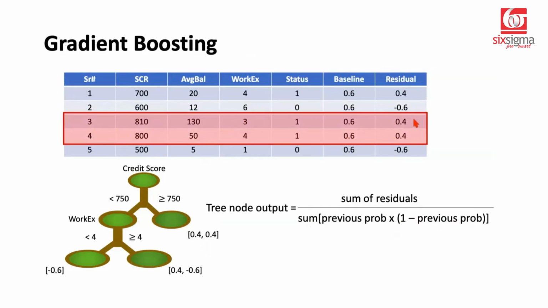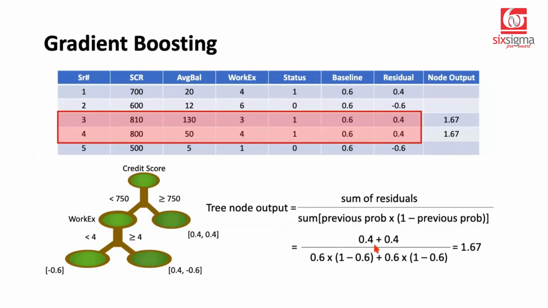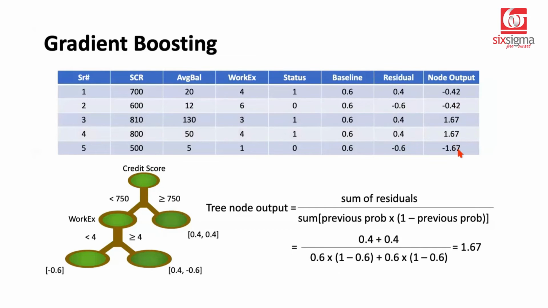Let's concentrate on these two rows, which have this output 0.4, 0.4, which is here. Now, if we put these values here, doing a sum of residuals, it will be 0.4 plus 0.4 divided by what is the previous probability? This is nothing but the baseline probability right now. So we will do a 0.6 multiplied by 1 minus 0.6 plus the same expression. If you solve this, you'll get a value which is 1.67. What is this value? This is actually called the node output. Now, following these steps that we did for these two observations, we can find out this node output for all the observations. And it comes out to be something like this.